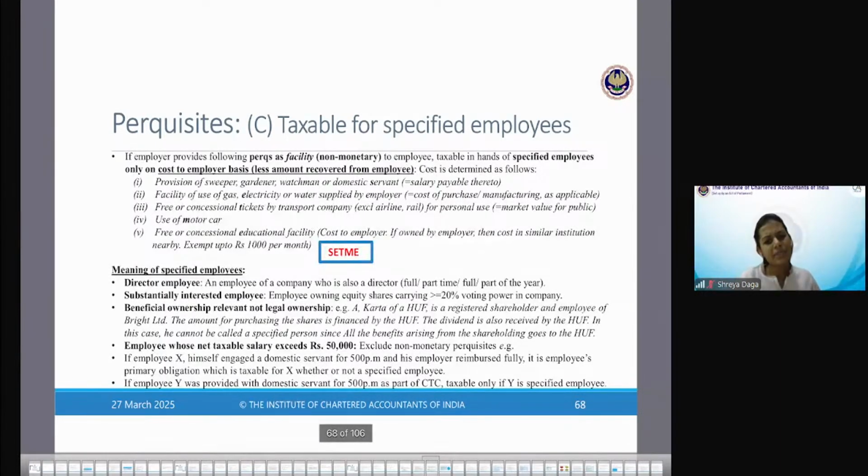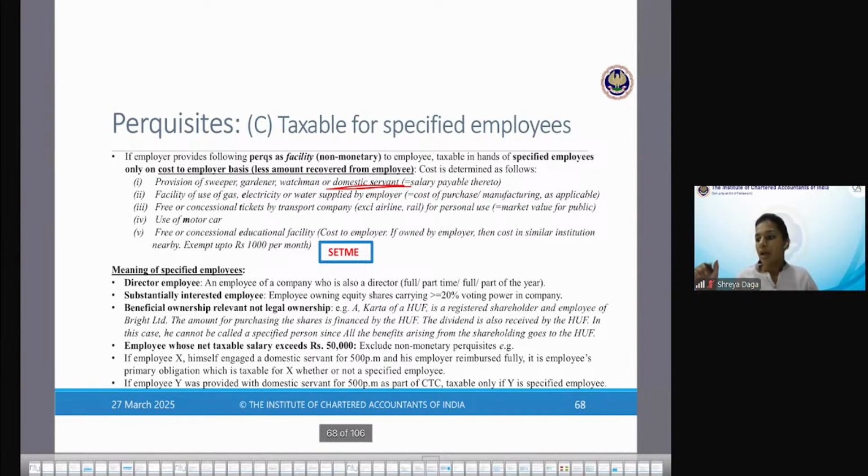Similarly, any personal attendant, sweeper, gardener, watchman, basically any help that the employer is providing directly to you. They are sending Mr. X to your place. They don't want you to recruit Mr. X. They have hired him, they will pay him, and you just enjoy the facility.